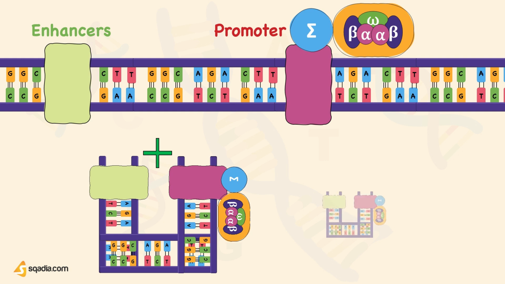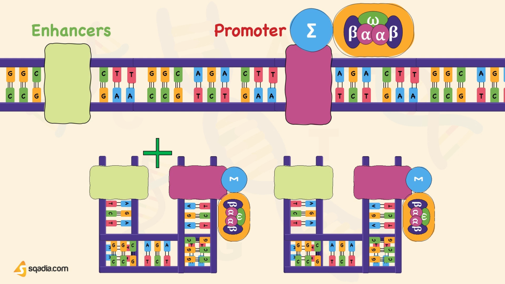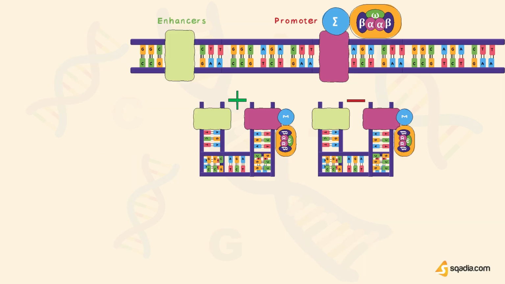Same will happen in case of silencers. Here is the promoter region. And here is the silencer region. Can anyone guess what will be the result? This silencer will bend the structure of DNA like this. Same as the process of increasing transcription. There will be an attachment of RNA polymerase and specific transcription factors that will silence or reduce the process of transcription. If you want to understand this better.